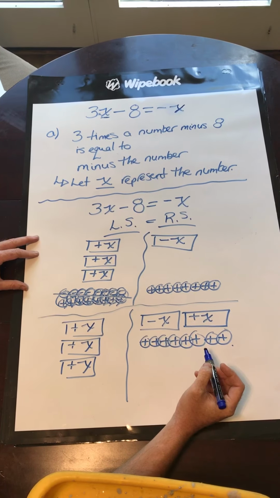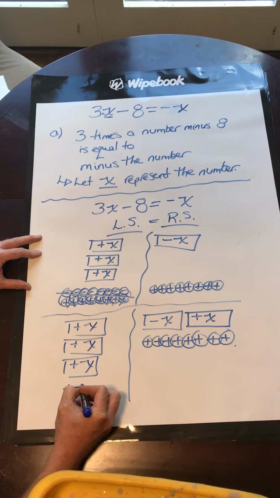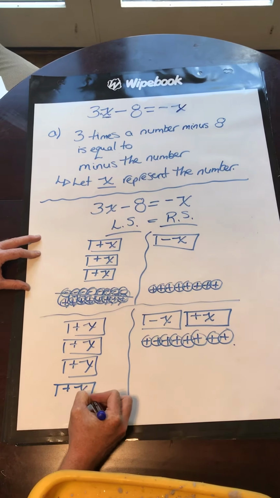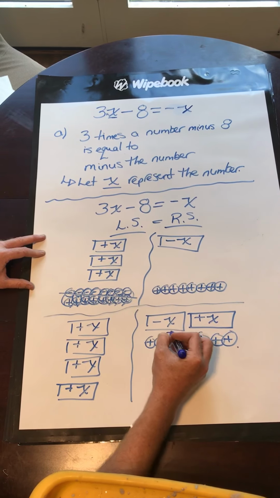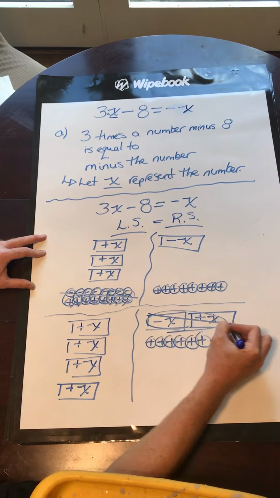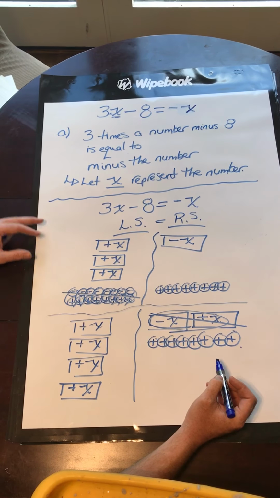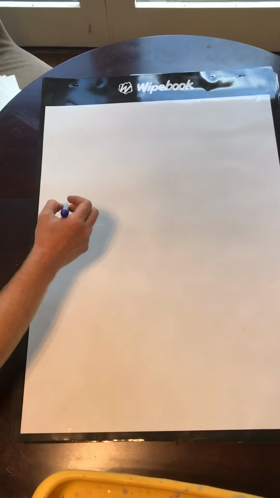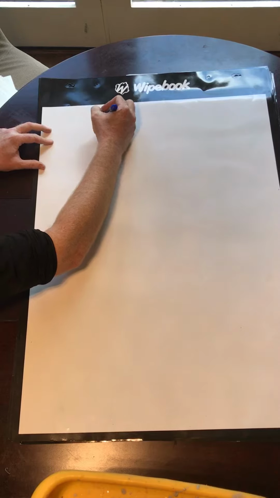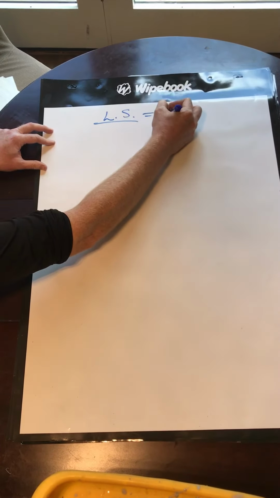But whatever I do to one side, I must also do to the other. So I need to add a positive x to the left side as well. And I look for any zero pairs. Well, here is a zero pair. The variables cancel out. And now I'm going to simplify again, so that on the left side, I now have, and is equal to the right side.